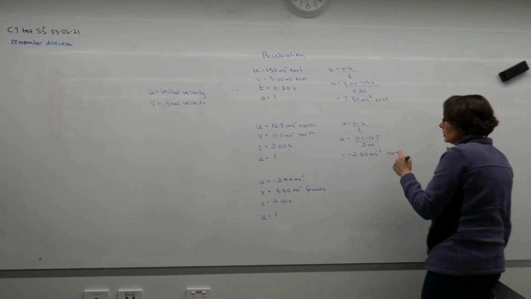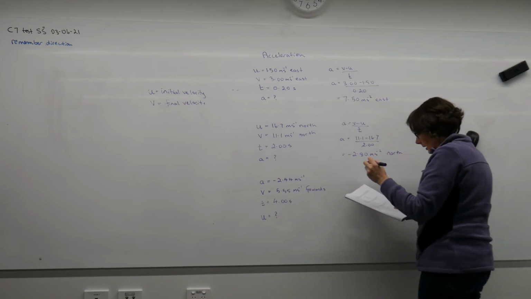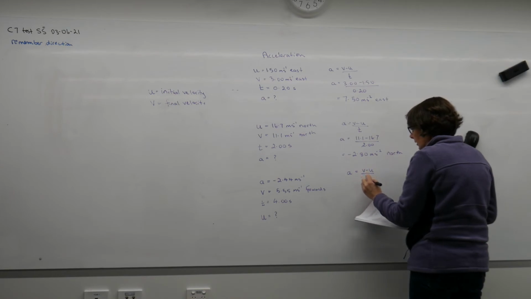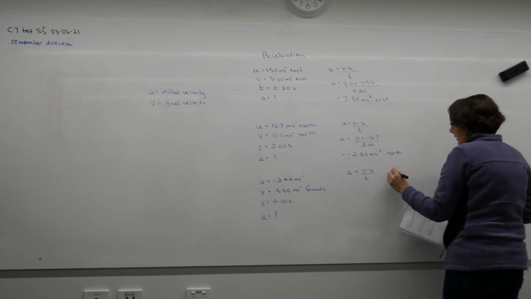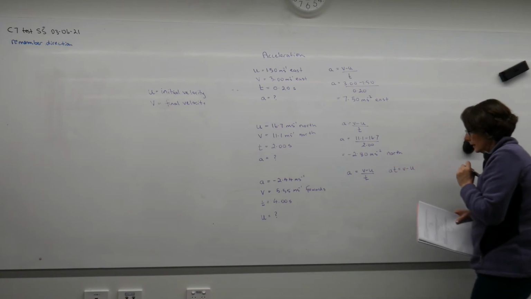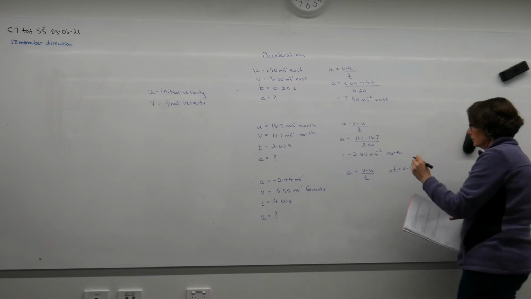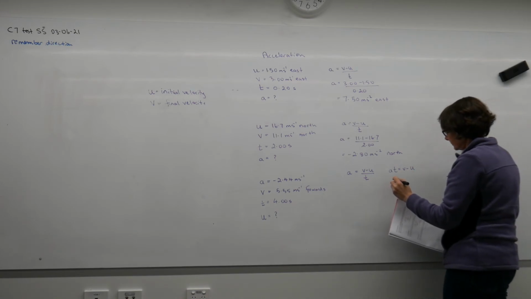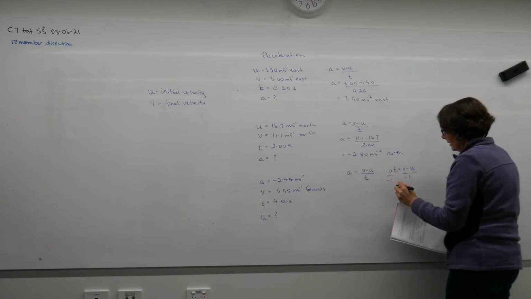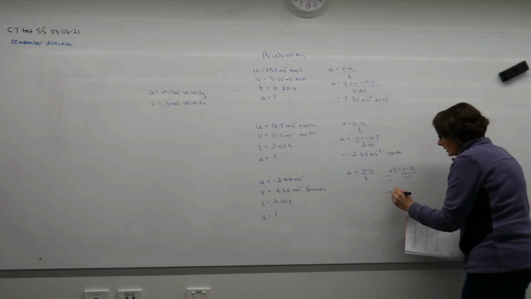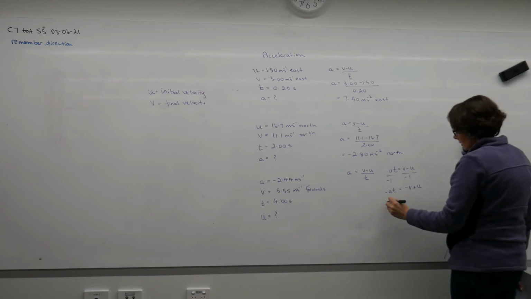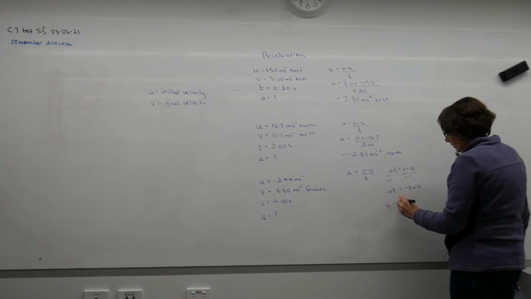So if we rearrange our formula, we can see that with a is equal to v minus u on t, then at is equal to v minus u. And let's divide by -1. Now we've got minus at is equal to minus v plus u. So we'll have u is equal to v minus at.